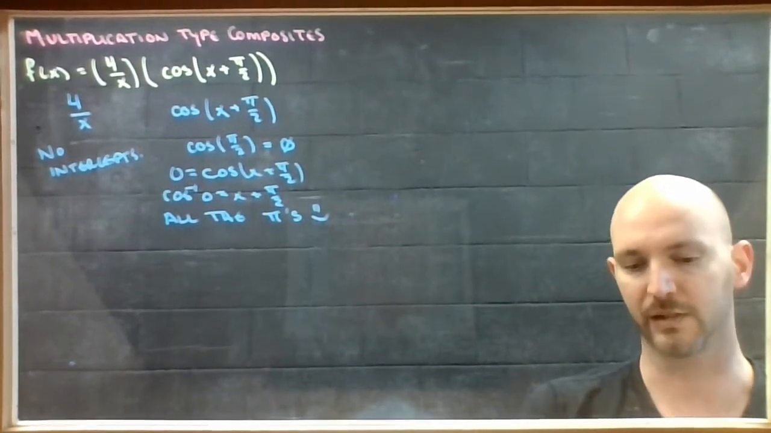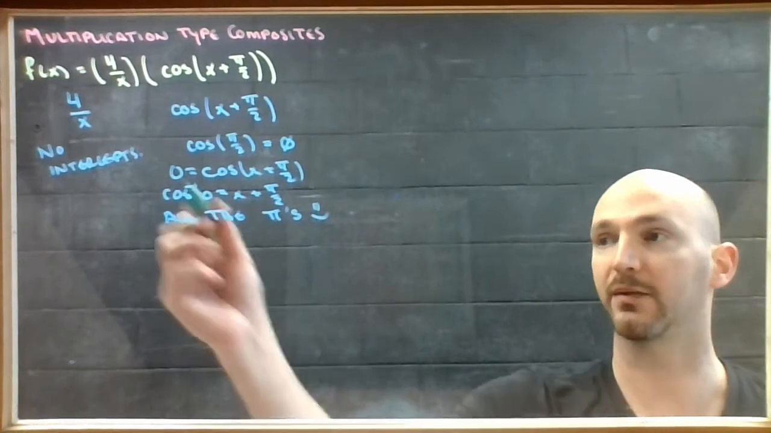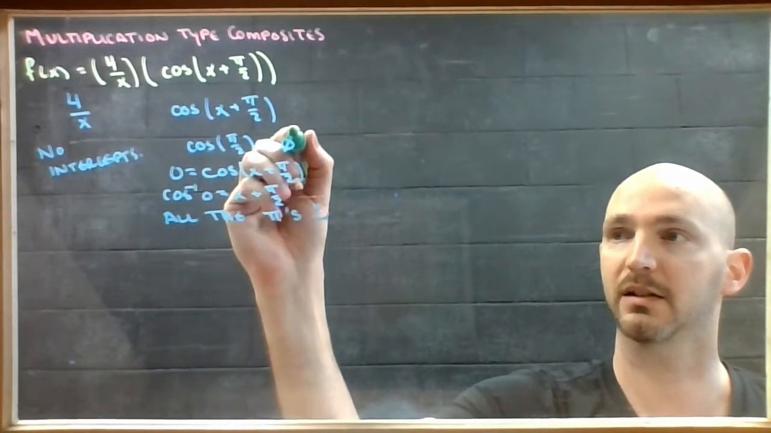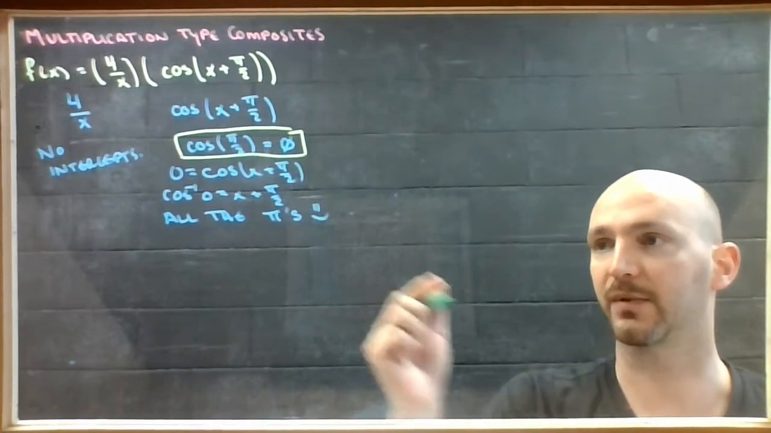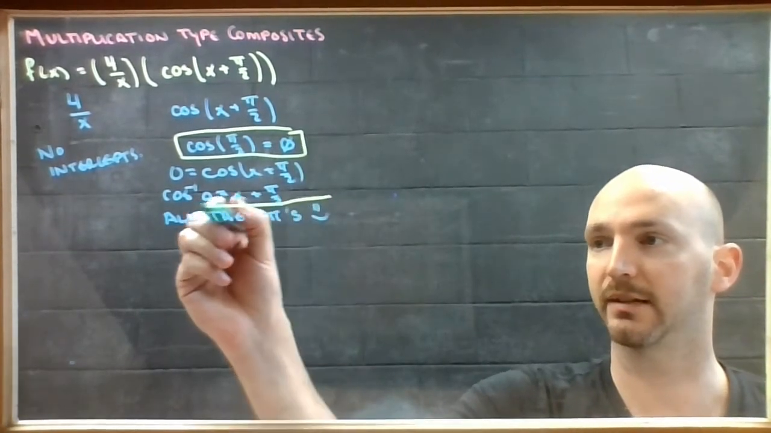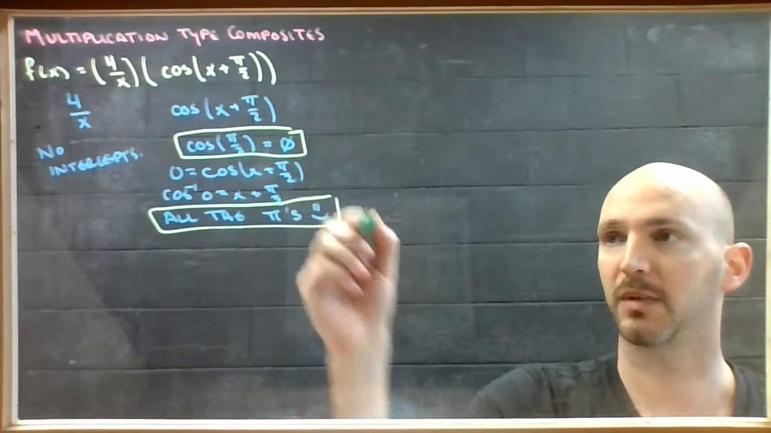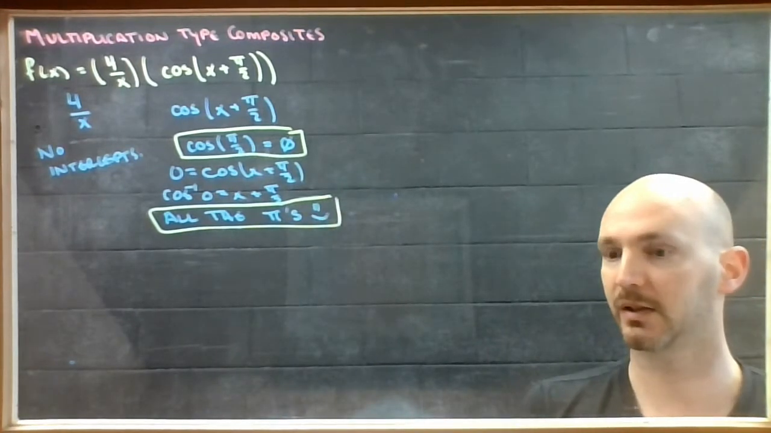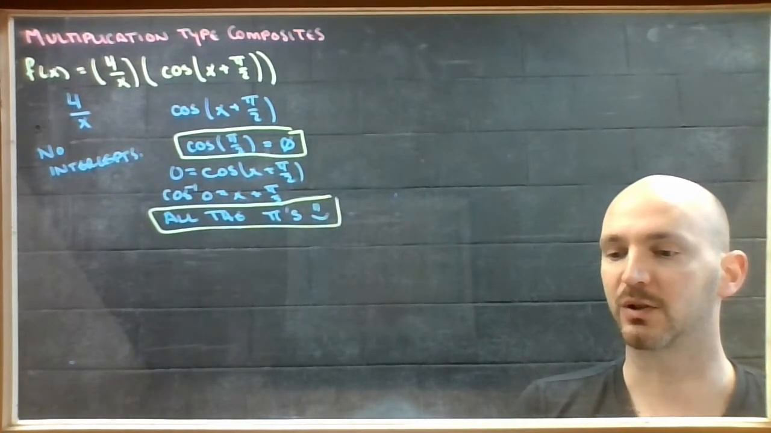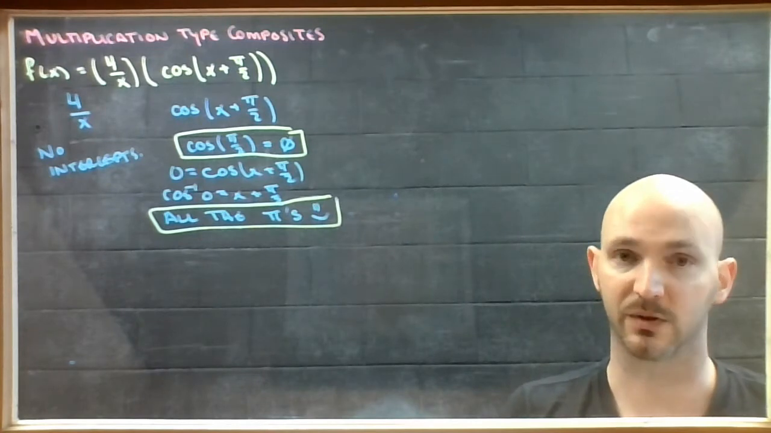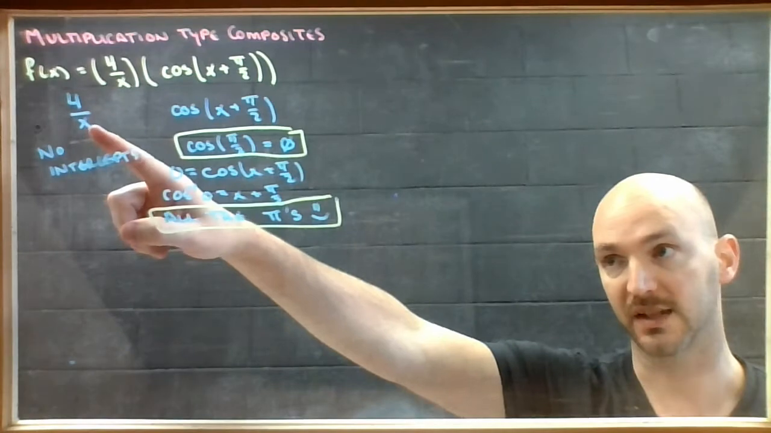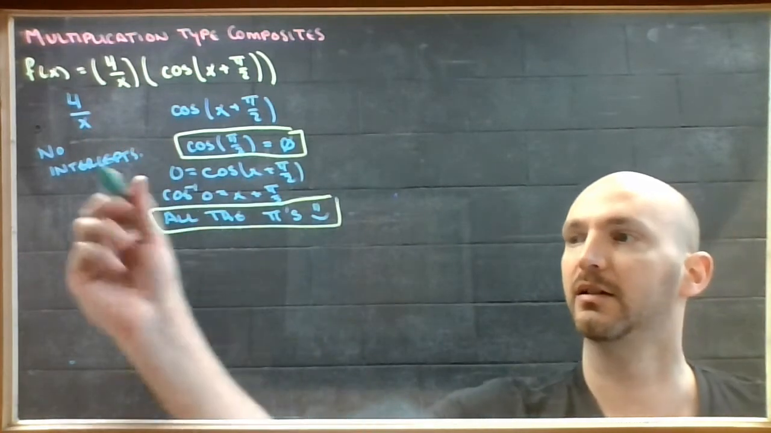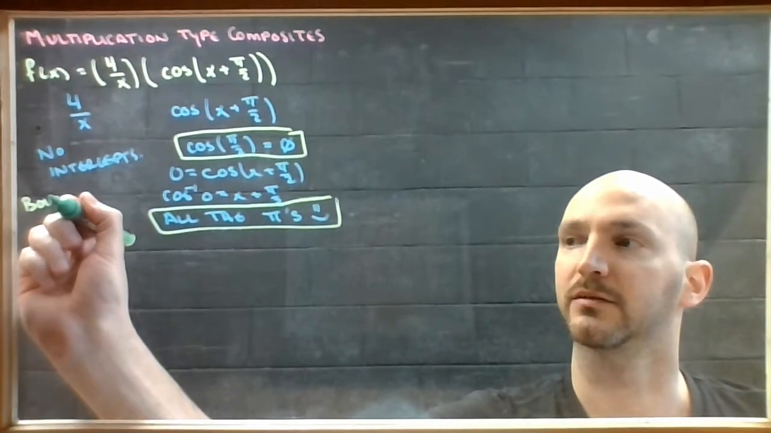Alright, good. So I've gone through and I found that there are no x-intercepts there. That's the y-intercept for that one, and then all the pi's are my x-intercepts for the cosine. Okay, good. Part 2. Do either of the pieces have boundary errors, which are vertical asymptotes? This one does. This one has a boundary error.